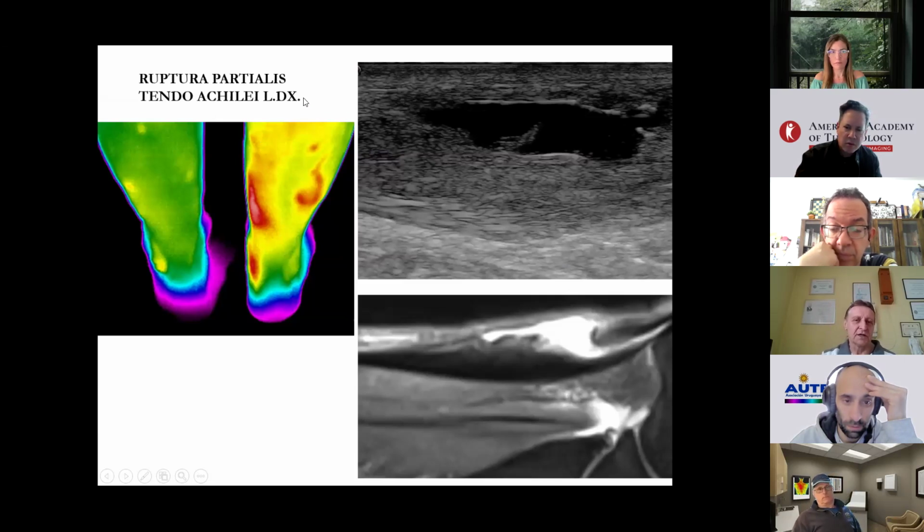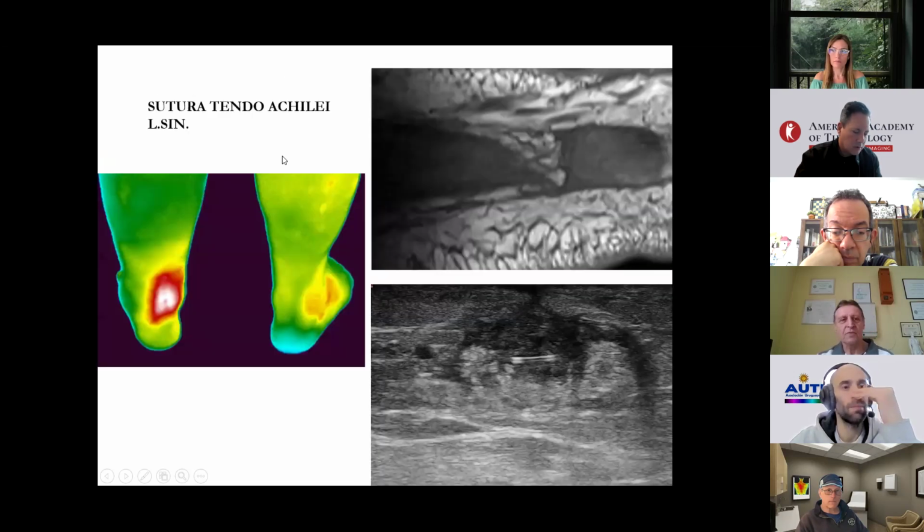Ruptura partialis tendinis Achillei lateri dextri. On sonography and also on MRI, we can see a partially ruptured Achilles tendon in the distal part. And on thermography, as a consequence of that, is increased temperature activity.